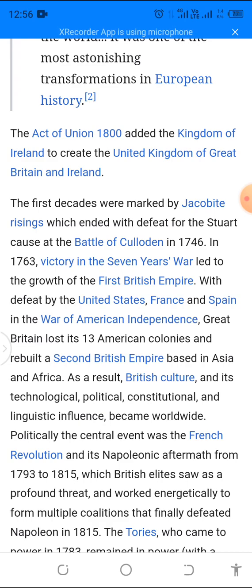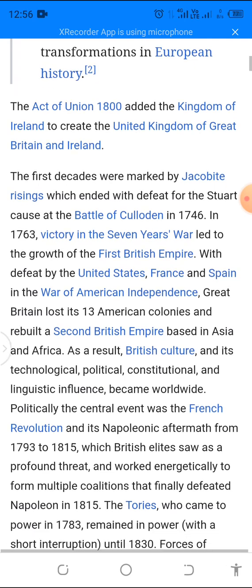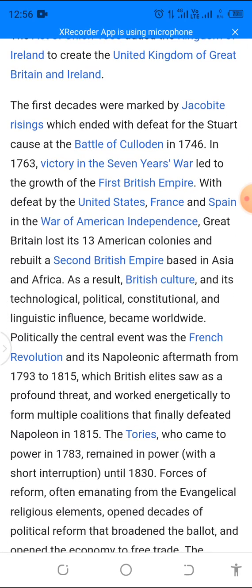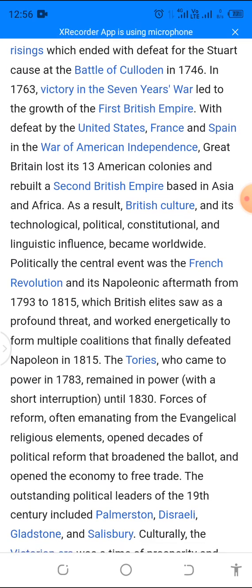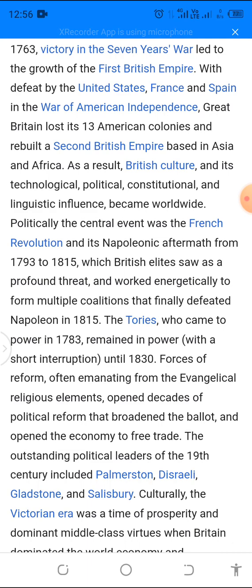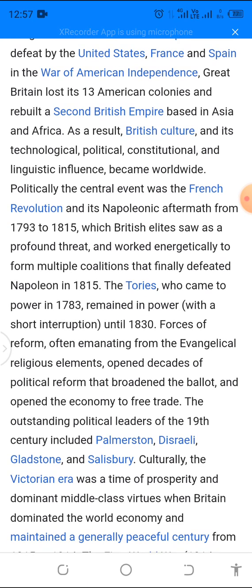In 1763, victory in the Seven Years' War led to the growth of the first British Empire. Defeated by the United States, France, and Spain in the War of American Independence, Great Britain lost its 13 American colonies and rebuilt a second British Empire based in Asia and Africa. As a result, British culture and its technology, political, constitutional, and linguistic influence became worldwide. The central event was the French Revolution and its Napoleonic aftermath from 1793 to 1815, which British allies saw as a profound threat and worked energetically to form multiple coalitions that finally defeated Napoleon in 1815.